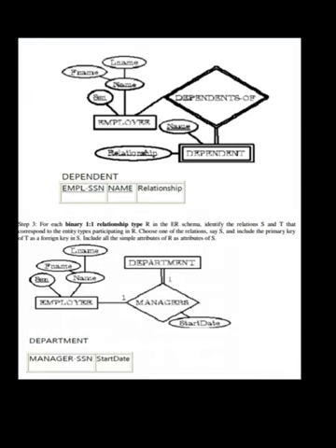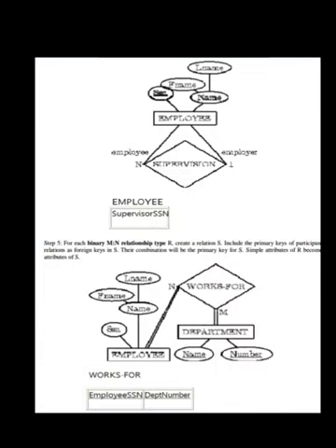Now let us see step 4. For each regular binary 1:N relationship type R, identify the relation S that represents the participating entity type at the N-side of the relationship type. Include the primary key of T as a foreign key of S. Simple attributes of R map to the attributes of S. See the figure here. Now let us see step 5. For each binary M:N relationship type R, create a relation S. Include the primary keys of the participating relations as foreign keys in S. Their combination will be the primary key for S. Simple attributes of R become attributes of S. See the figure here.